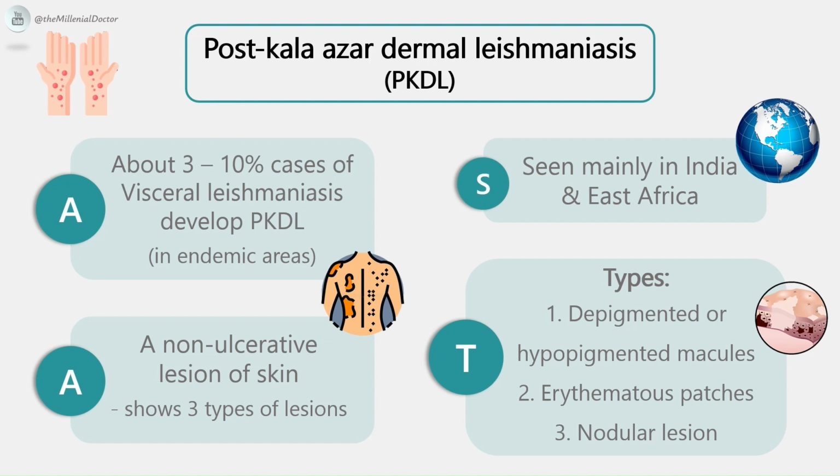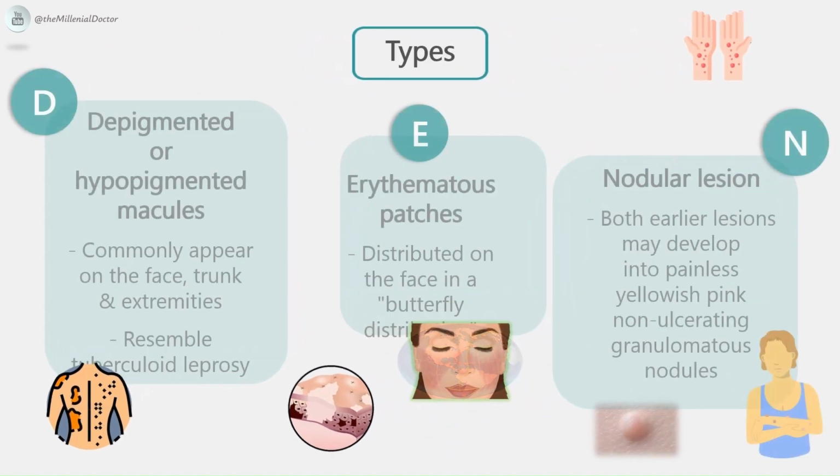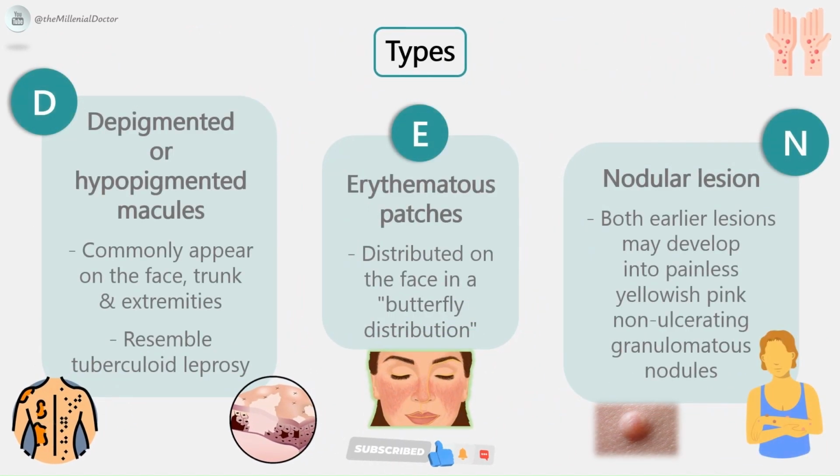The post-Kala Azar dermal leishmaniasis is a non-ulcerative lesion of skin. The lesions are of 3 types. First, depigmented or hypopigmented macules. Second, erythematous patches. Third, nodular lesion. The types: first, depigmented or hypopigmented macules.